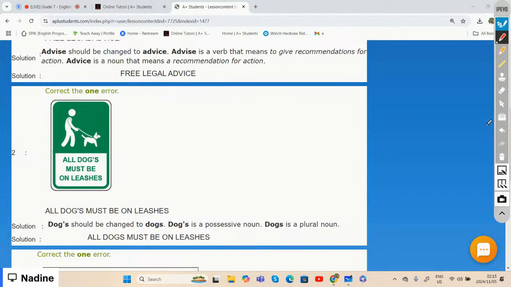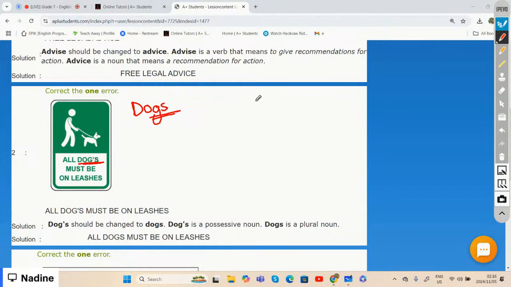If you look at this sign, for example, what word is incorrect, or what word can we correct? It says all dogs must be on leashes. Yes, and if we look at the specific word, then yes, dogs, right? Because if they say all dogs, then it means that we need to say dogs like that, because that is the plural form of dog. One dog, two or more dogs, right?